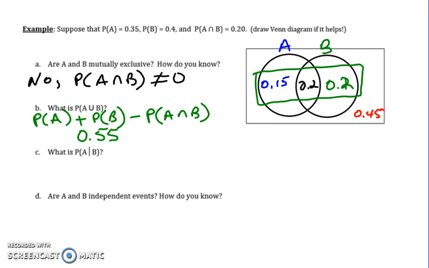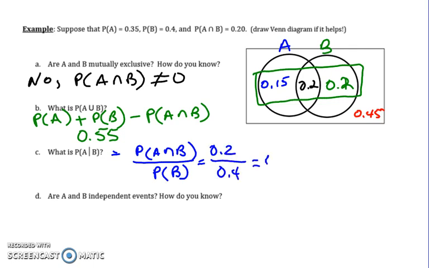Now, conditional probability. It's going to be equal to the probability of A and B divided by the probability of B. That's going to give me 0.2 over 0.4, which is 0.5.